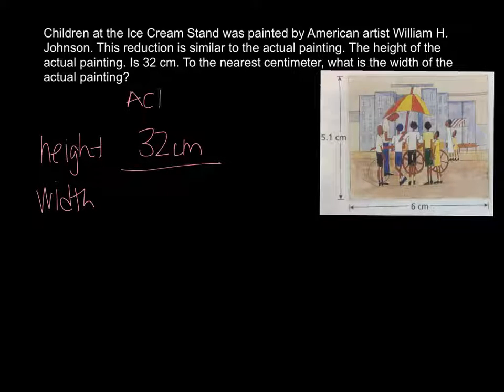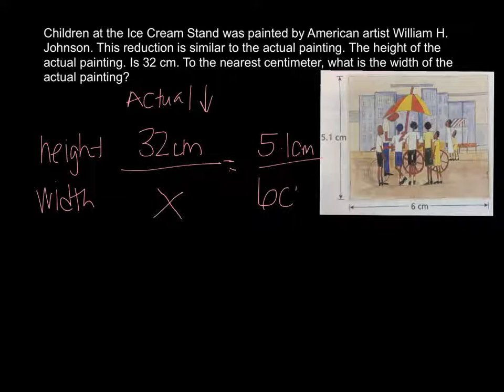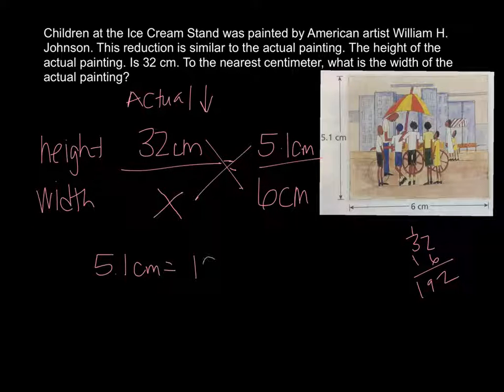So this will be my actual, going up and down. 32 centimeters over, we don't know what the width is, but we do know what the similar painting is. The height is 5 1/10 centimeters, and the width is 6 centimeters. Okay, so now we just do our trusty cross products here. 5 1/10 times the width equals 32 times 6, which is 192. Now, if we just follow everything the same as we always have, divide both sides by 5 1/10.